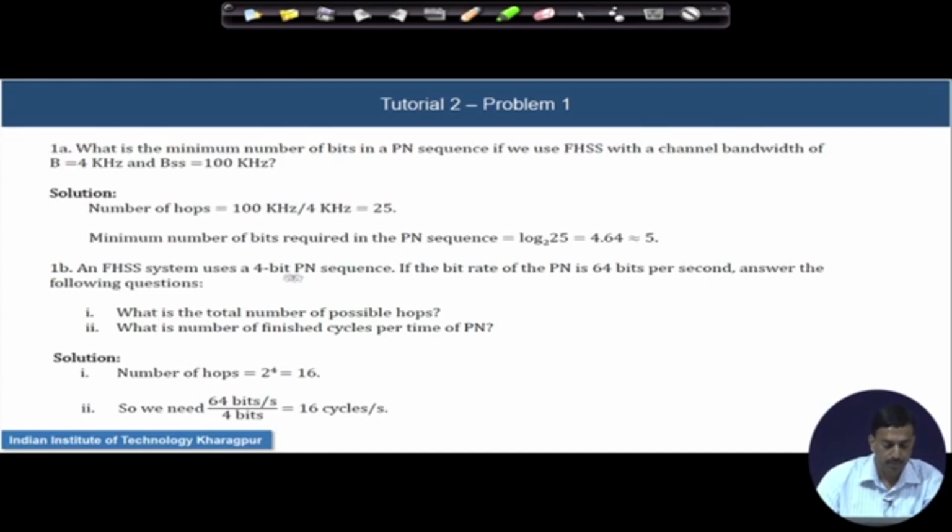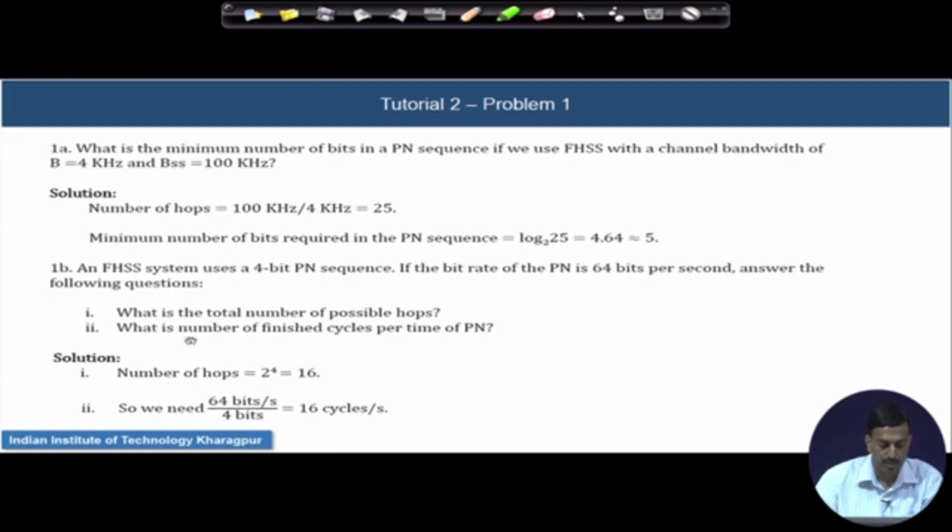In the second problem, we are given a 4-bit PN sequence and asked to find the total number of possible hops, which is basically a reverse procedure to what we did in the first problem. So straight away, if we are given the number of bits, then 2 raised to the number of bits in the PN sequence is equal to the total number of hops, which in this case turns out to be 16. Moreover, the bit rate of the PN sequence is specified to be equal to 64 bits per second.